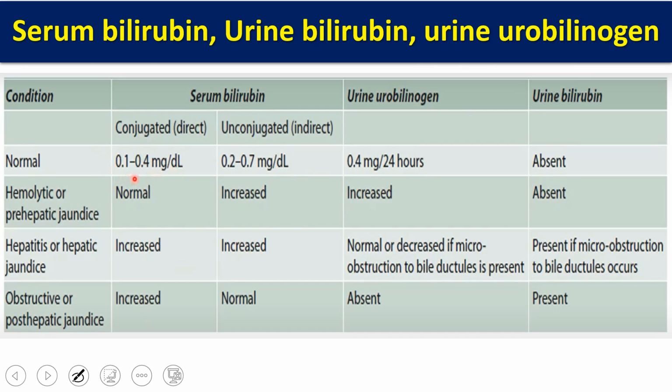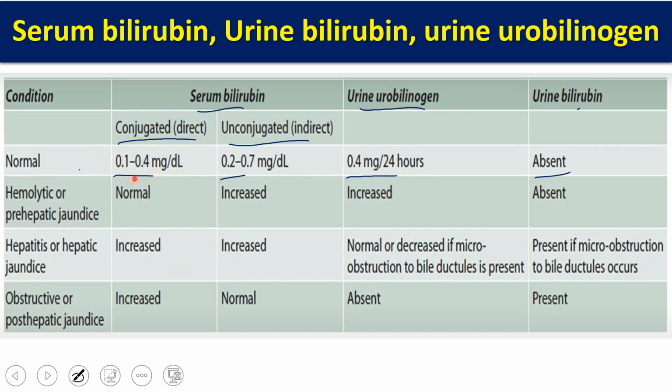So these are the three different tests we have seen: serum bilirubin, urine bilirubin, and urine urobilinogen. If we say serum bilirubin, we have two types, either conjugated or unconjugated. The normal level of serum bilirubin is 0.1 to 0.4 conjugated, 0.2 to 0.7 unconjugated. Urobilinogen's normal level is 0.4 in 24 hours, and bilirubin is normally absent in the urine.